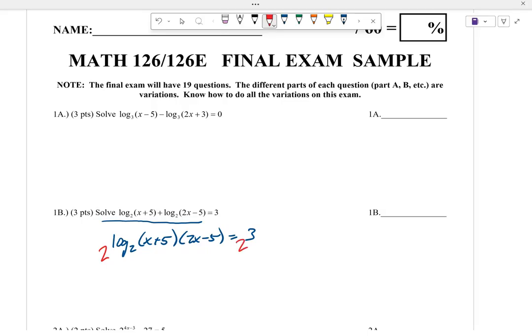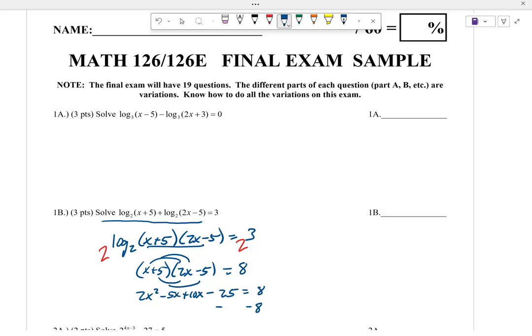So I go 2 to this side, 2 to that side, and that'll bring down the (x plus 5) times (2x minus 5) equals 2 to the third. 2 times 2 times 2 is 8. Now we're going ahead and solving this quadratic. So I got 2x squared minus 5x plus 10x minus 25 equals 8. I'm going to get one side equal to 0. So we've got 2x squared, combine those, plus 5x minus 33 equals 0.